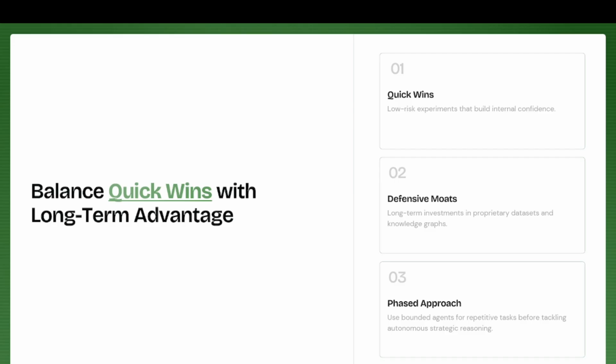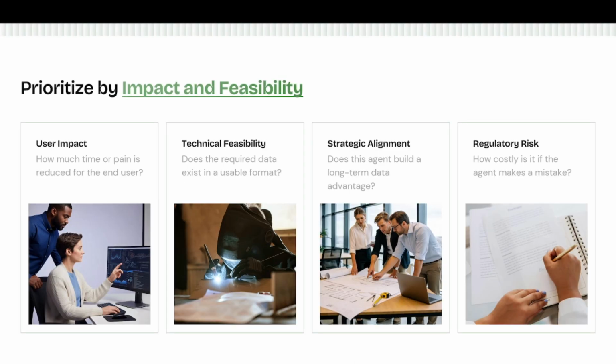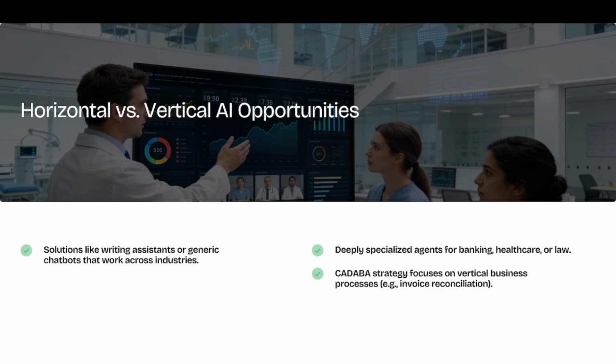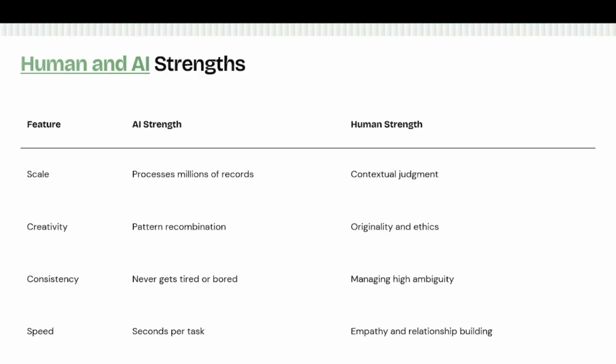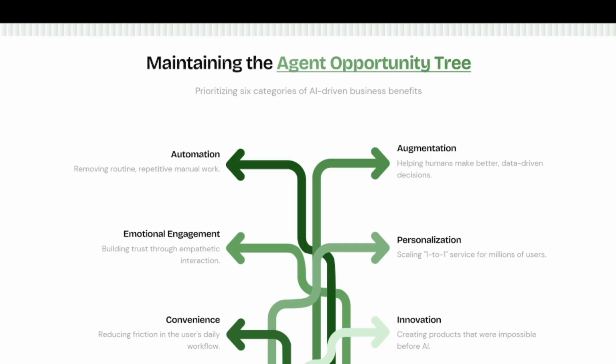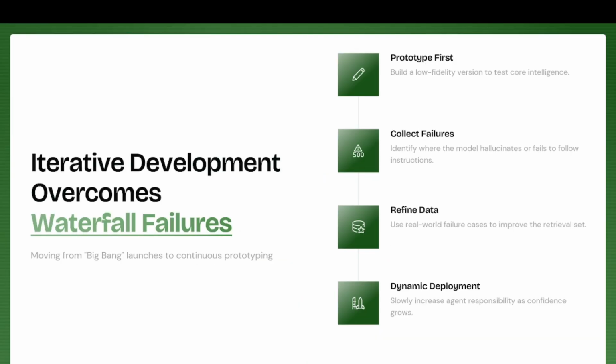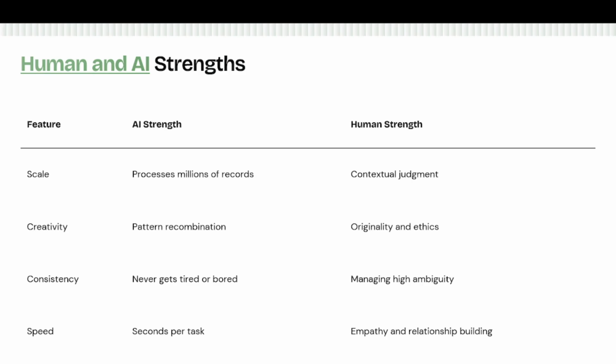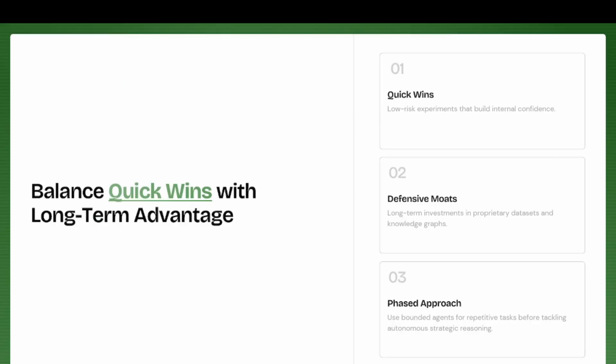So I think we'll stop here for opportunities. We've looked at various opportunities and the strength, and we've looked at real cost and the opportunity tree. So this is where we'll stop for now, and we can come back next time. When we come back, we'll be looking at how you can balance quick wins with long-term advantage.